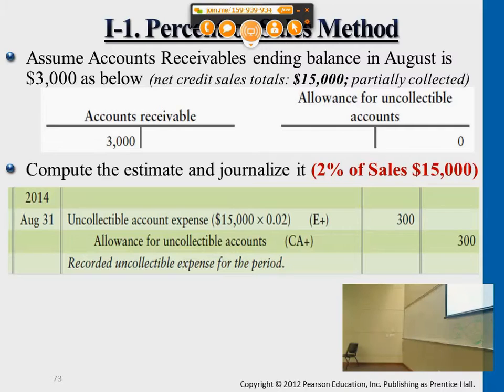And then there's an allowance for uncollectible accounts. Again, this is the contra account balance. Before we do the estimation, the balance is zero. Now let's say the company wants to issue a monthly statement, and they want to make sure that they measure the part that potentially will be uncollected later on.